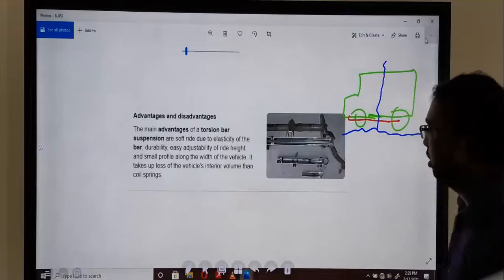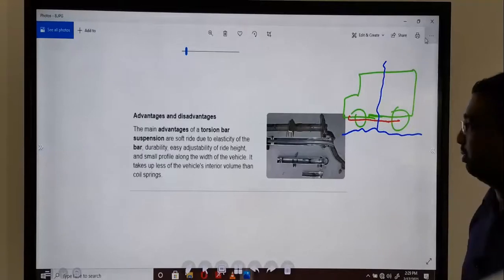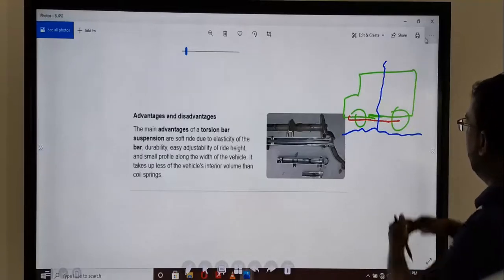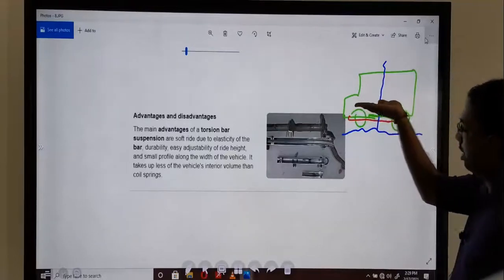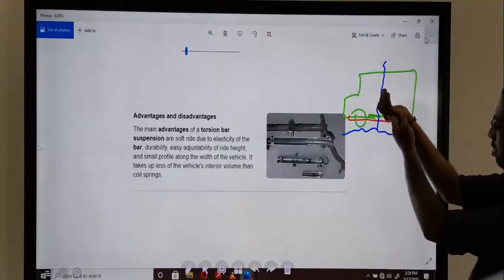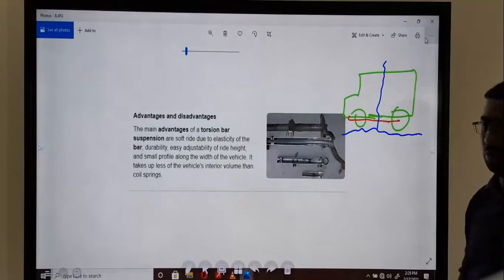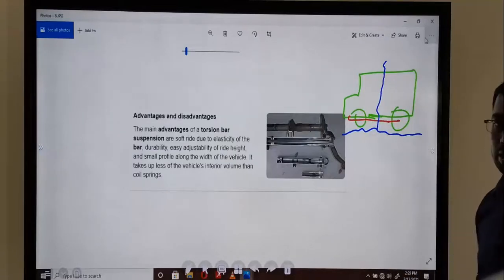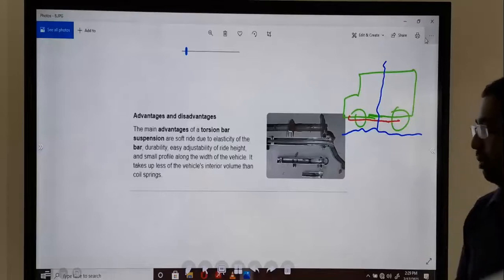So this kind of bar reduces that stress, otherwise the vehicle cannot resist it. Sometimes it may bend because of this stress. So these parallel bars, two bars along the vehicle, reduce that kind of damage in the vehicle parts. That means easy durability, easy adjustability.